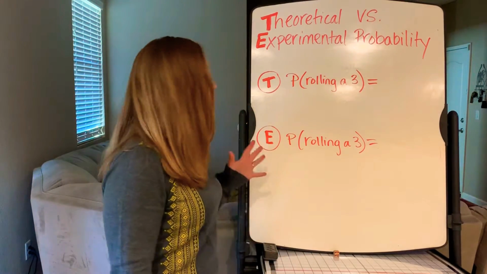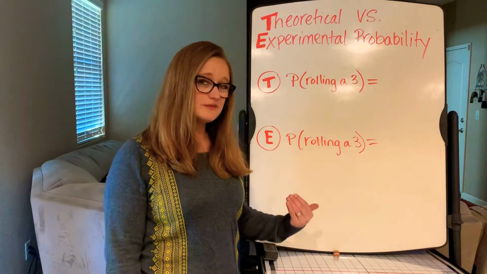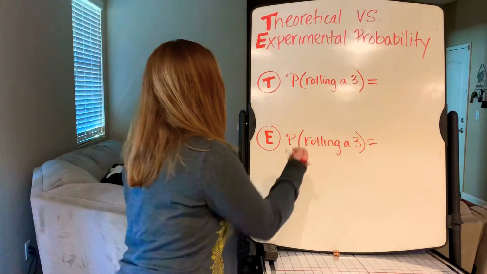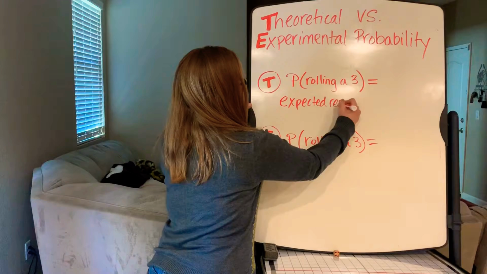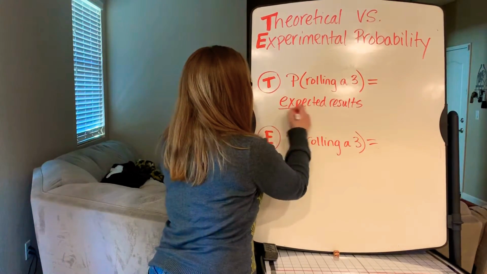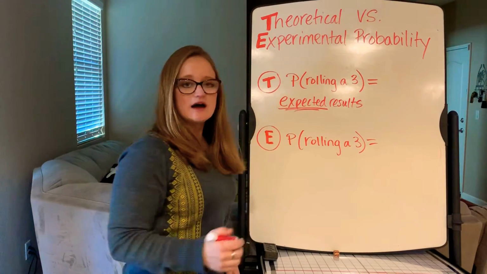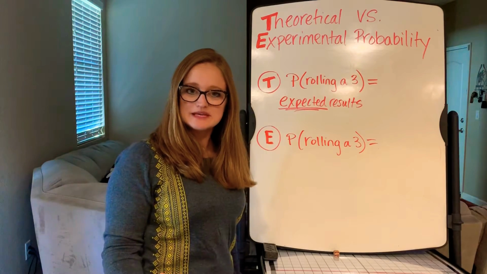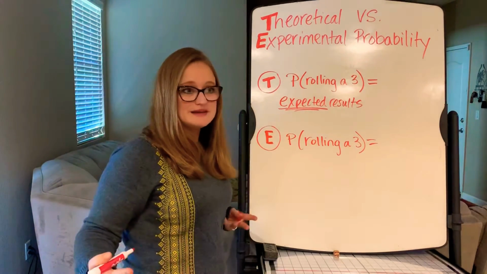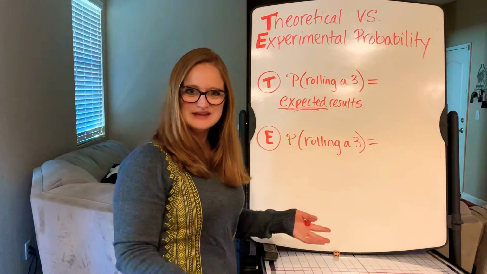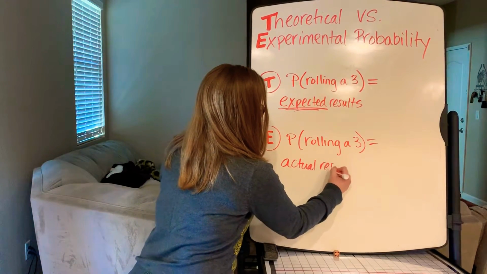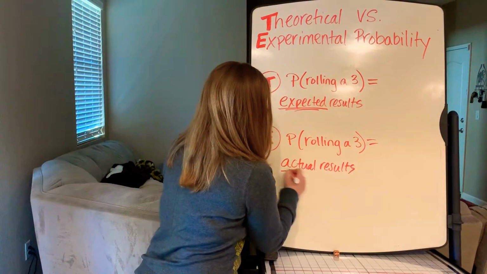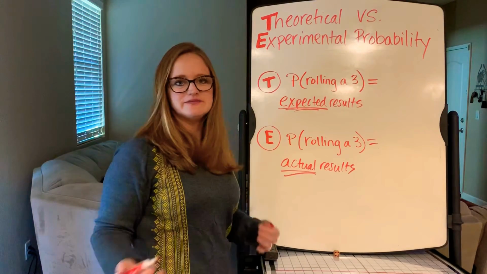All right, so theoretical probability, when we talk about theoretical probability, we are talking about expected results. What can we expect to happen? And when we talk about experimental probability, we're talking about performing the experiment or event, the actual results. Okay, so that's kind of what they are by definition.